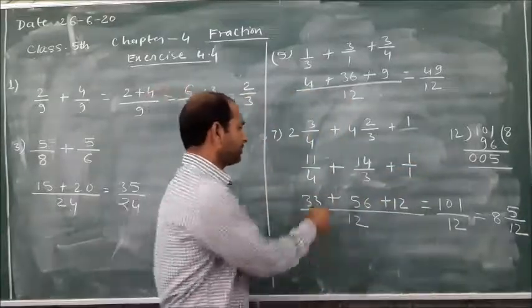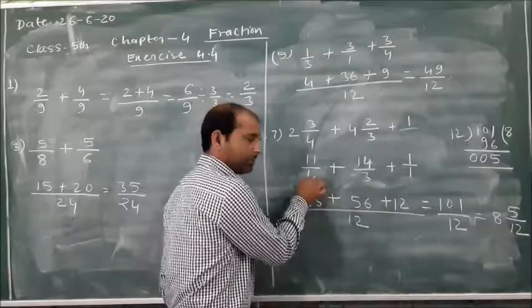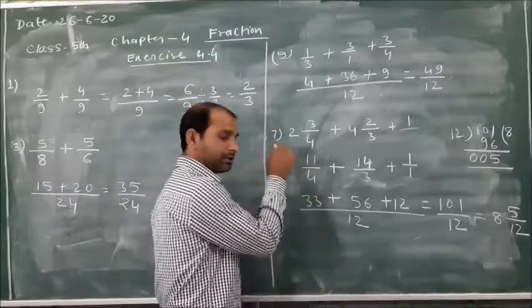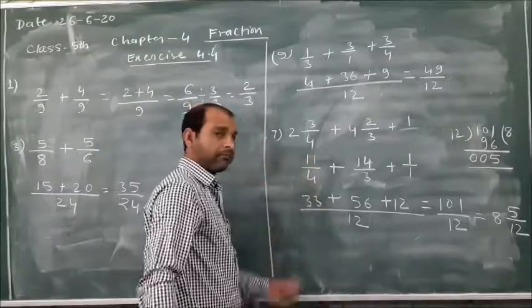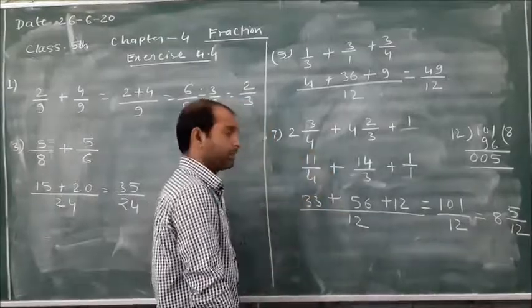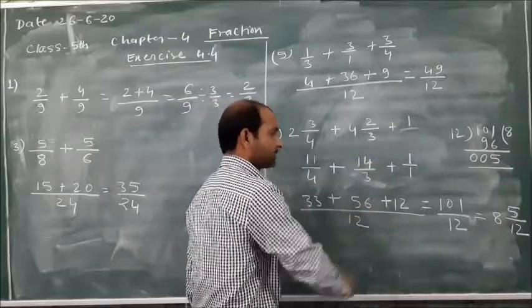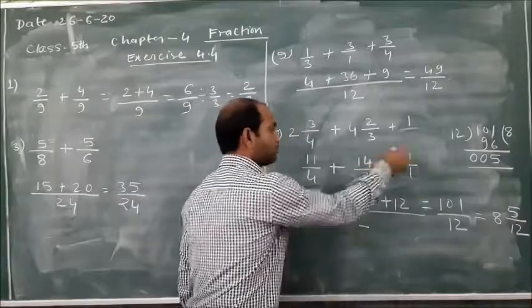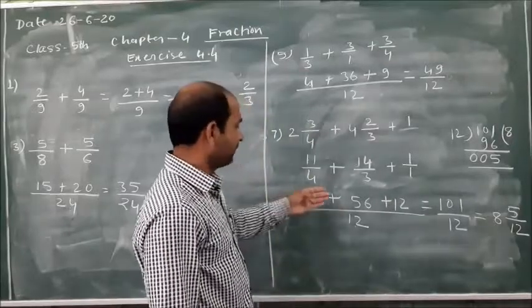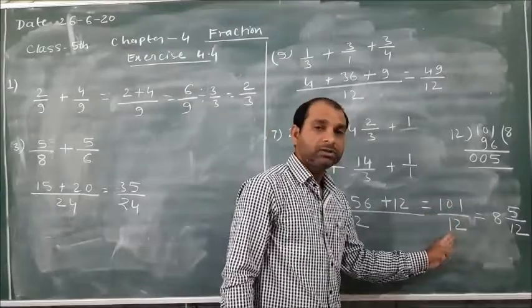Now once again we take the LCM, 12, and divide 12 by the denominators. 4 times 3 is 12, 3 times 11 is 33. We multiply by the numerator, and 3 times 4 is 12, 4 times 14 is 56, 1 times 12 is 12 and 12 times 1 is 12. We add these numbers, 33, 56 and 12 equal 101 upon 12.